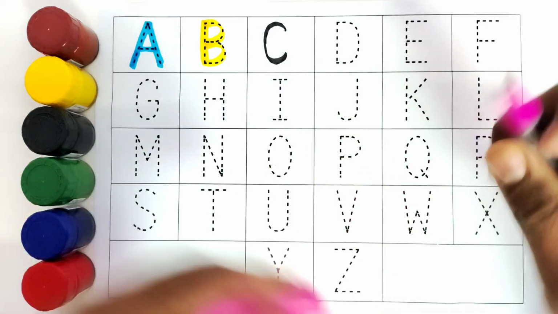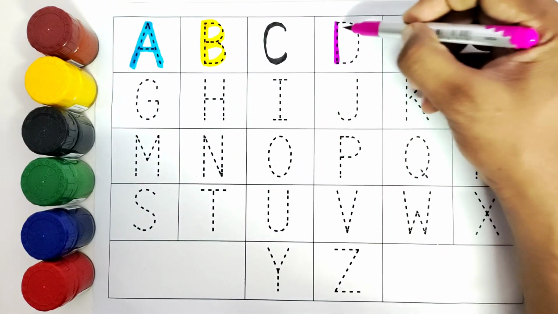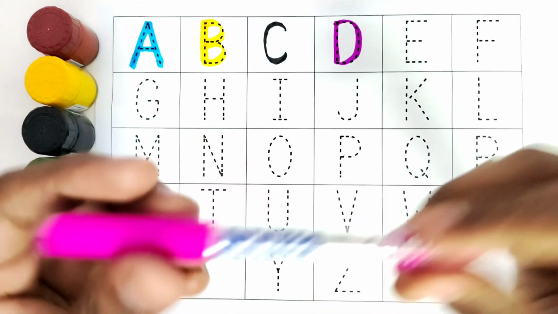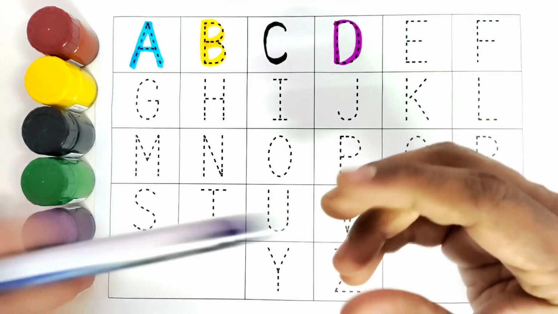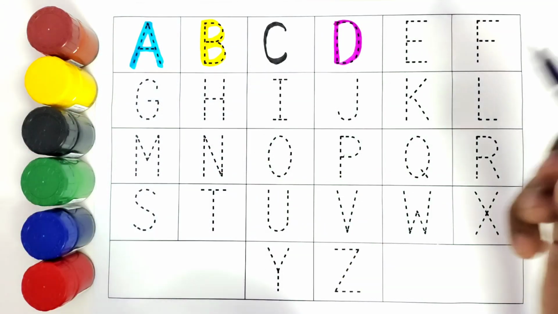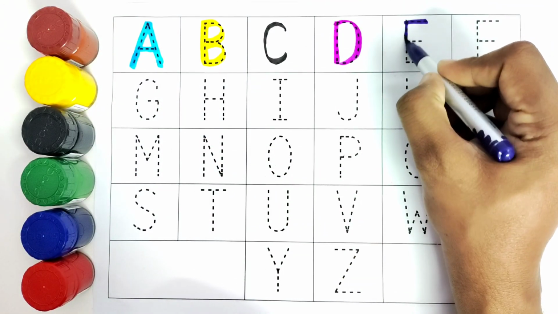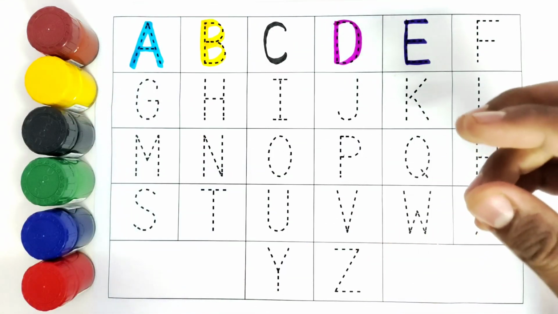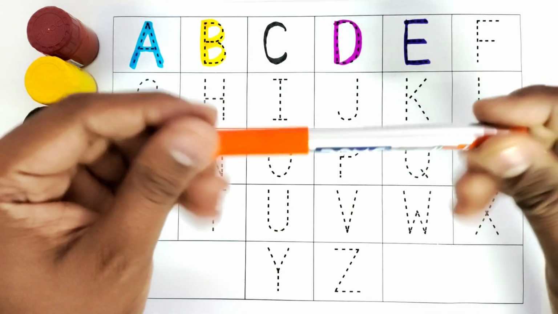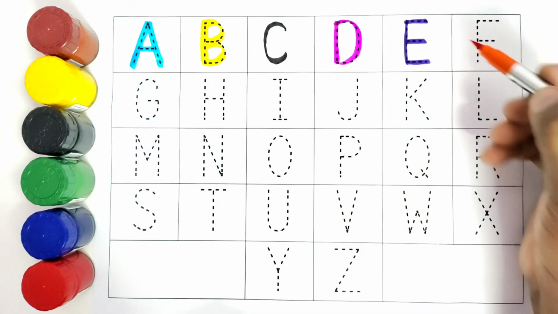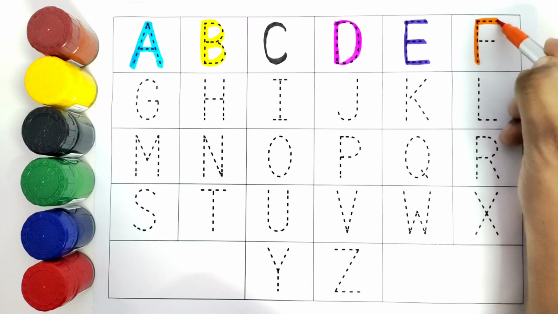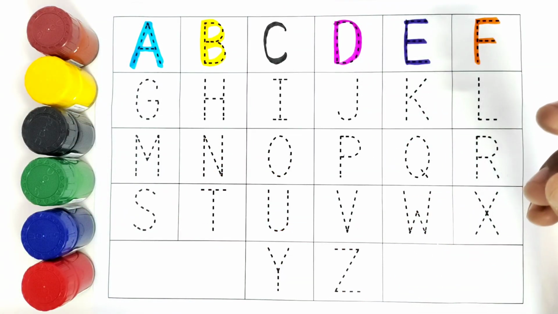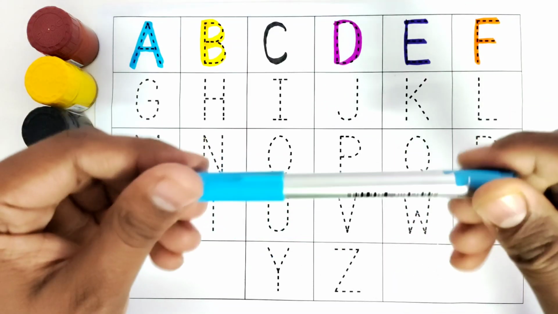Pink color. D for dog. Purple color. E for elephant. Orange color. F for fish. Blue color.